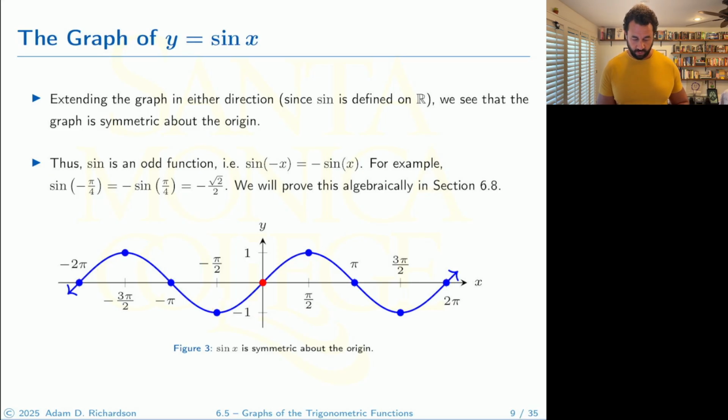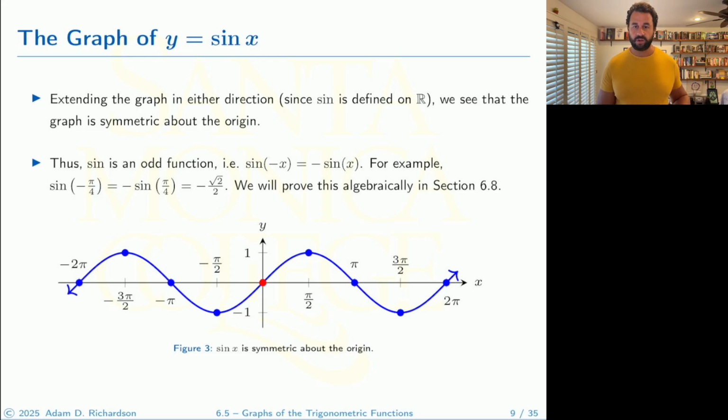Or maybe as another example, sine of negative pi over 4, which is right here, is going to be negative sine of pi over 4, which is negative root 2 over 2, because sine of pi over 4 is root 2 over 2. That's just kind of a geometric argument. We are actually going to prove this algebraically in section 6.8. Actually, algebro-geometrically, I should say, because we will use a geometric argument as well, but we're going to use the definition of sine. So that kind of works out that way.